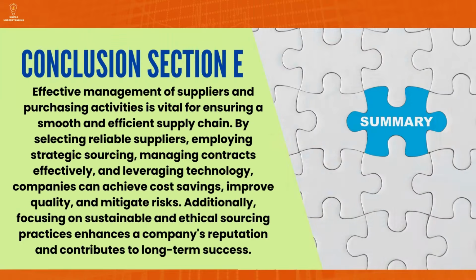market trends. Conclusion: effective management of suppliers and purchasing activities is vital for ensuring a smooth and efficient supply chain. By selecting reliable suppliers, employing strategic sourcing, managing contracts effectively, and leveraging technology, companies can achieve cost savings, improve quality, and mitigate risks. Additionally, focusing on sustainable and ethical sourcing practices enhances a company's reputation and contributes to long-term success.